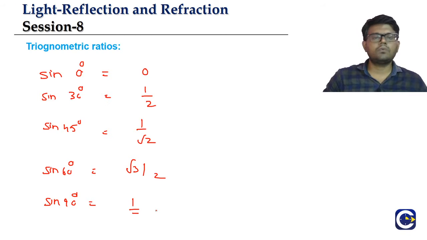Mainly we have to remember the common trigonometric function values. Sine 0 will be 0. For 30 degrees, the sine of the 30 degree value will be half.